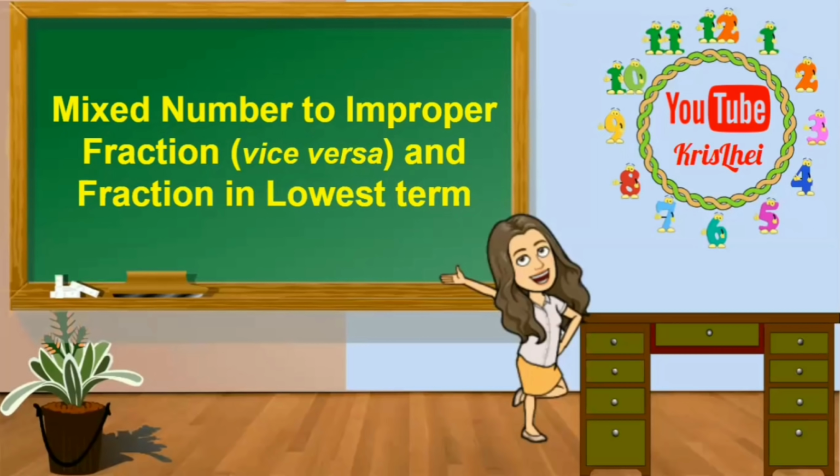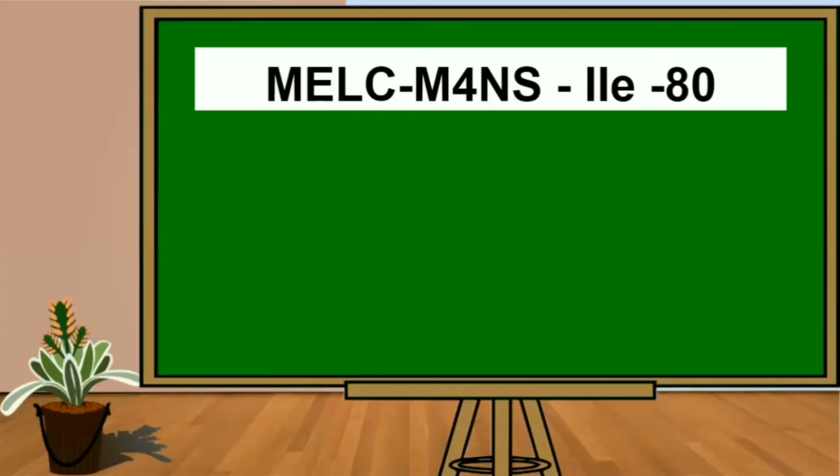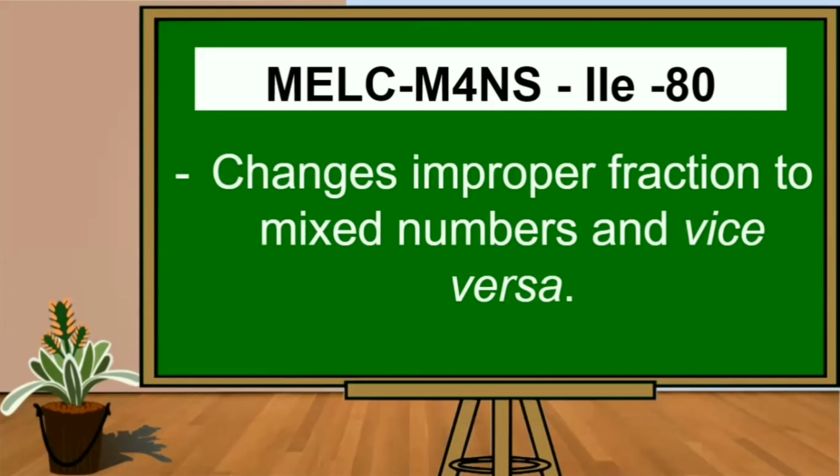We are going to talk about two topics. First is to change mixed number to improper fraction and improper fraction to mixed number. Second is to change fraction in its lowest term. Let us read the most essential learning competency on our first topic. Changes improper fraction to mixed numbers and vice versa.